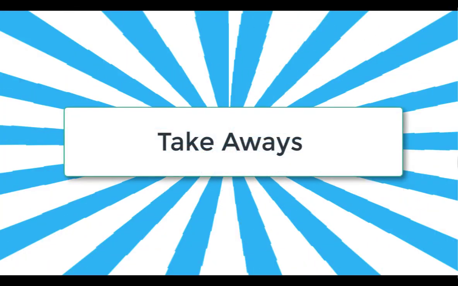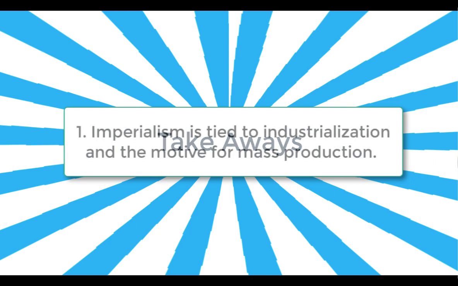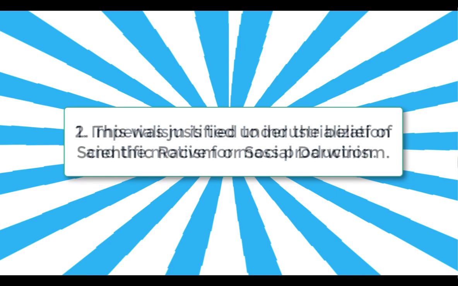So, having said that, what are our big takeaways? Here are the big three that I want you to consider for this section. Number one, imperialism is tied to industrialization. Industrialization provides the economic motive of mass production and the technology used in order to conquer people. Takeaway number two, this was all justified under this new belief system called scientific racism, in which the argument made from social Darwinism was that certain races were inferior, others superior.